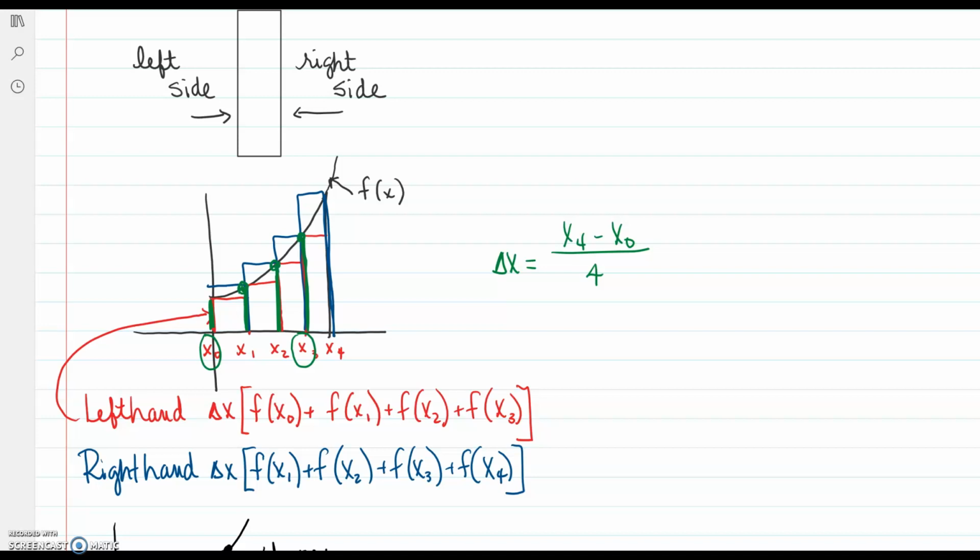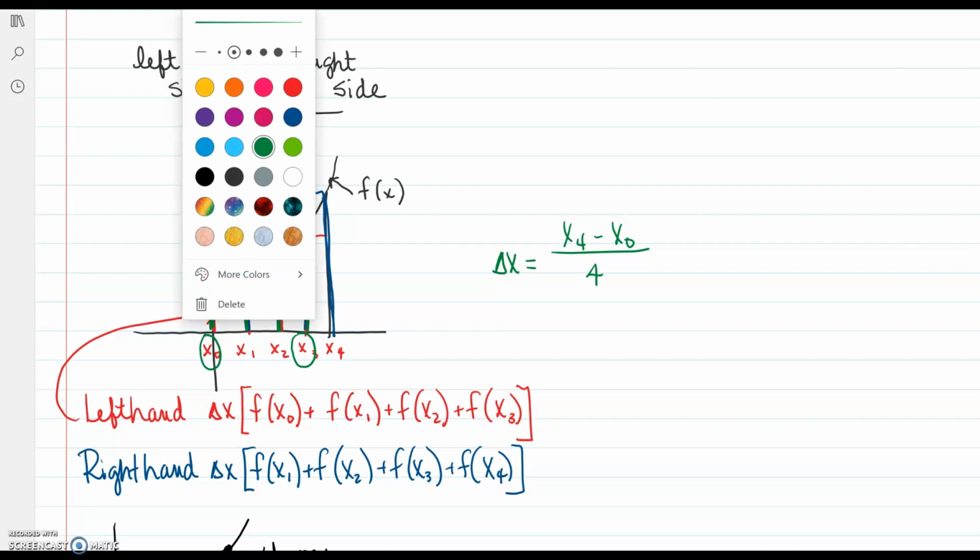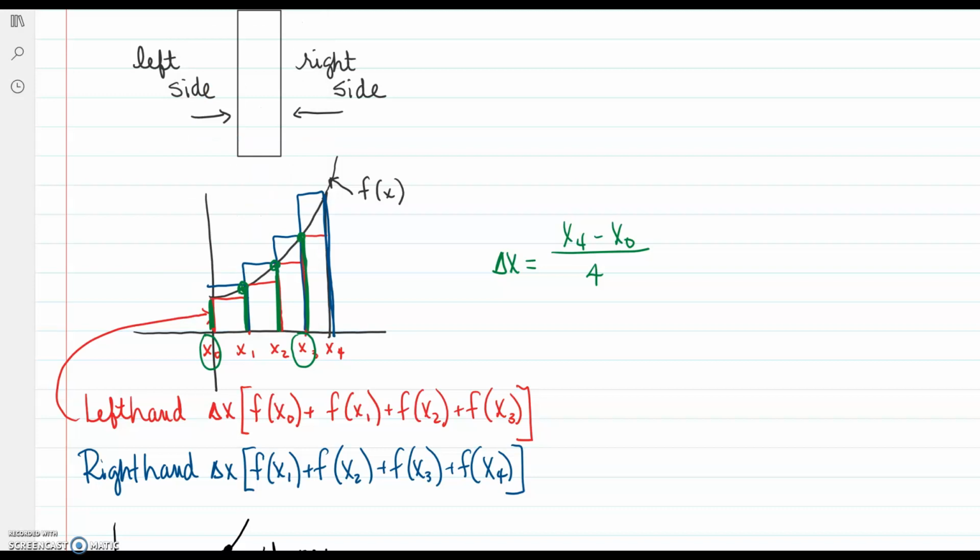Then when I look at right hand, it's the very same thing: x4 minus x0 over 4 is my delta x. But this time, let me change a color here, get something that'll show up. We'll do something kind of crazy there. Okay. And so right hand, I'm going all the way over here using f of x1 for my first height, f of x2 for my second, f of x3, and f of x4. So in this case, I use x1 and x4, but not x0. So that's just a simple left versus right.